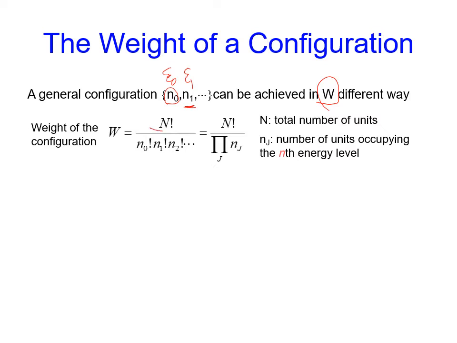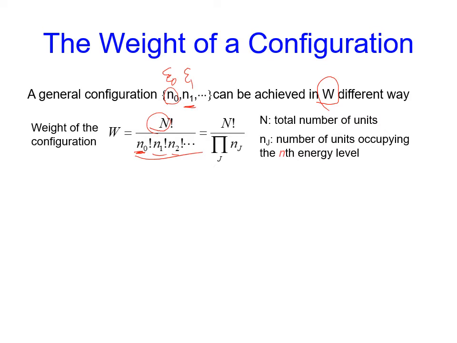The total number of molecules, factorial, divided by the product of the factorial of the number of molecules occupying each of the energy levels. So, the lowest energy level, then the first energy level, second energy level, and the third energy level, the number of molecules, factorial, and the product.